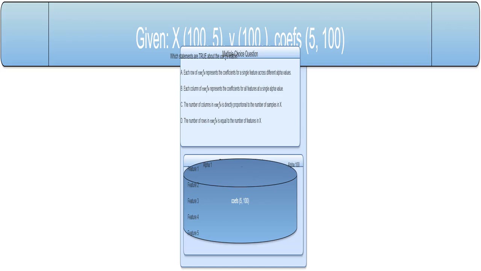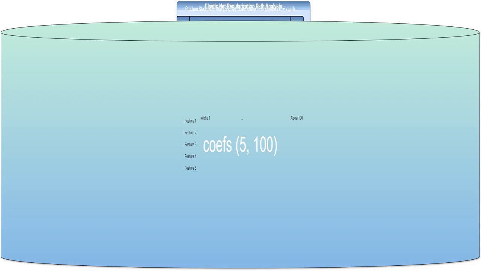I'm given that the design matrix X has 100 samples and 5 features. The target vector Y has 100 samples. The COFs matrix, the output of interest, has 5 rows and 100 columns. This tells me about the dimensions of my data and the output that I need to interpret. This is a crucial piece of information. This tells me the dimensions of the COFs matrix. The (5, 100) notation means there are 5 rows and 100 columns. I will use this to analyze the structure of the coefficients.